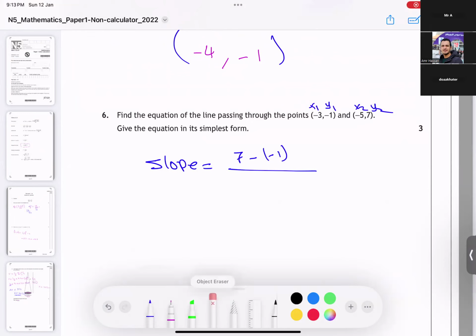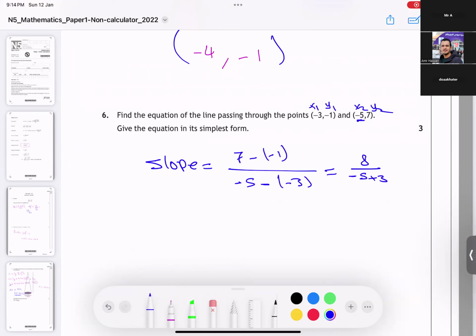-3 minus -5. Oh, wait, hold on. This one's x2, that one, -5. So equals 8 divided by 8? No, I don't think so. I made a mistake. This one is 8. This one's going to be -5 plus 3, right?